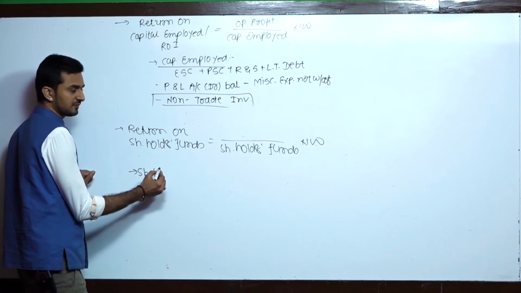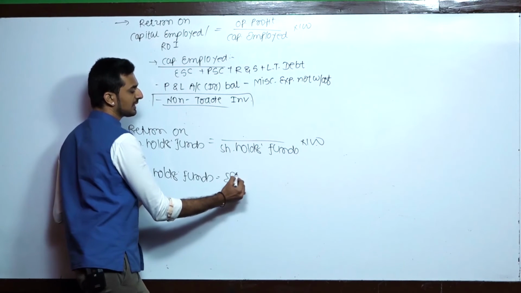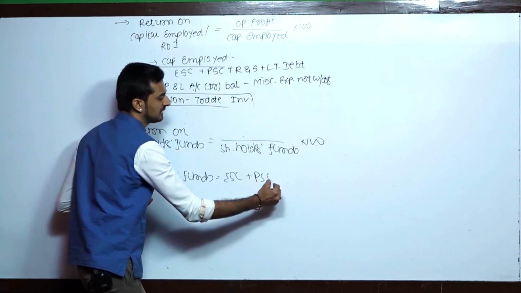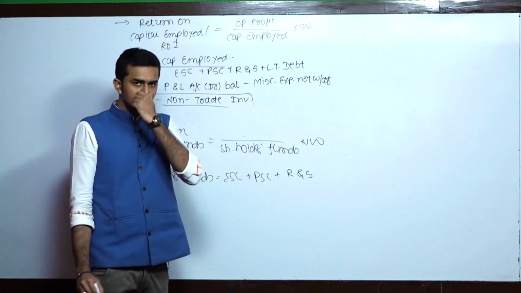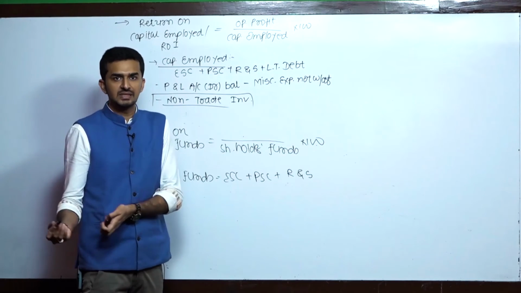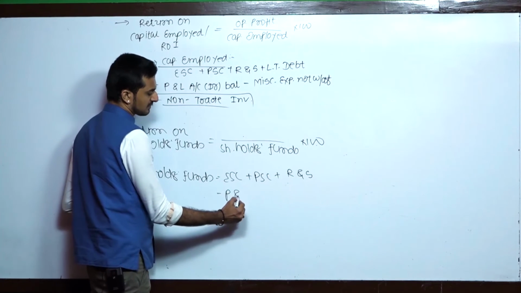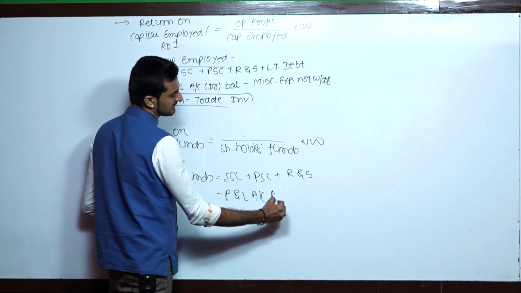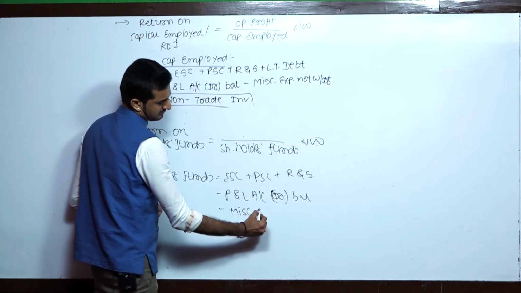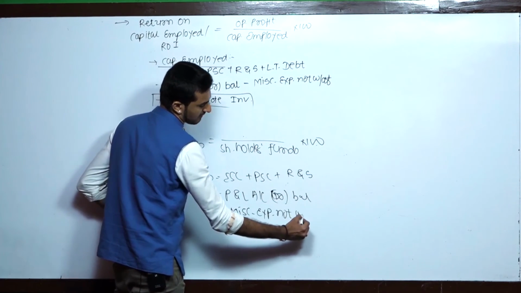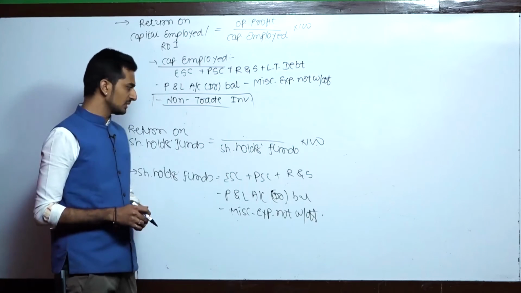So I'll put shareholders funds equal to equity share capital plus preference share capital plus reserves and surplus. That's what shareholders fund comprises of. Of course, you cannot consider long-term debt because it has been paid. From that, I'll subtract P&L account debit balance, and from that I'll subtract miscellaneous expense not written off, right? These things will comprise shareholders fund.